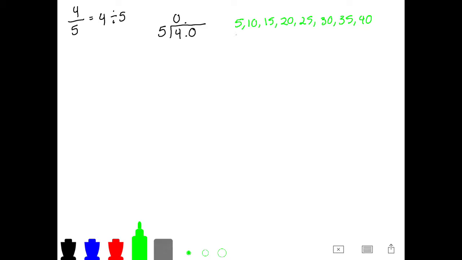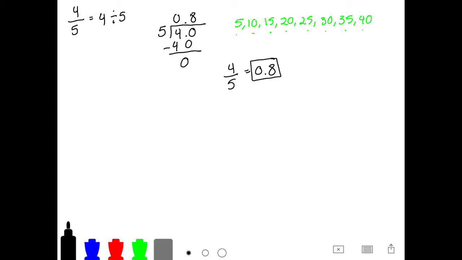So 5 goes into 40 evenly, which is 1, 2, 3, 4, 5, 6, 7, 8. So we're at 8. 5 times 8 is 40. Subtract 40 from 40, you get 0. And so now your final answer will be 4 over 5 equals 0.8.